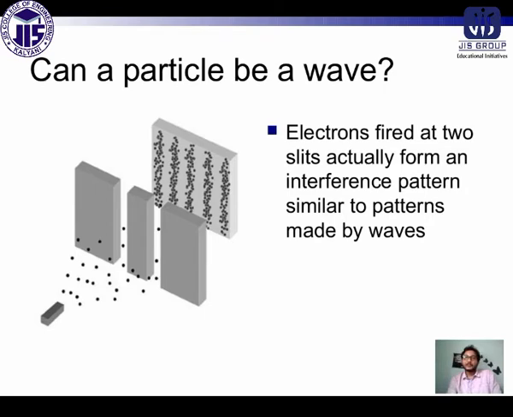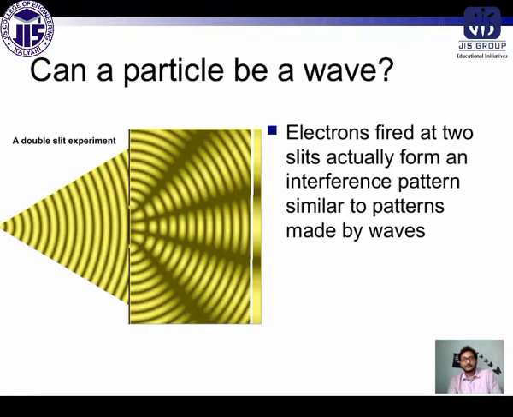Electrons fired at two slits actually form an interference pattern similar to the pattern made by waves. It means if we fire electrons through slits, they create a particular pattern, and that pattern is very similar to that of waves.